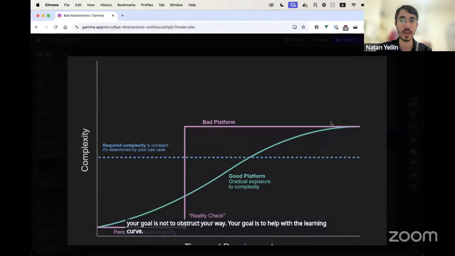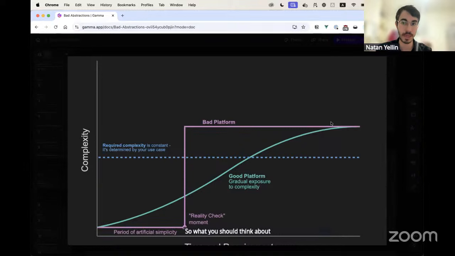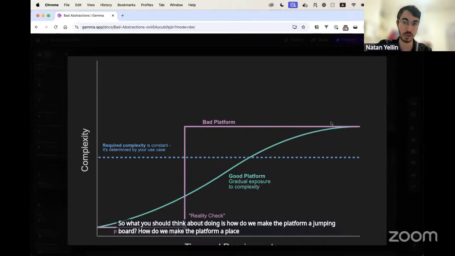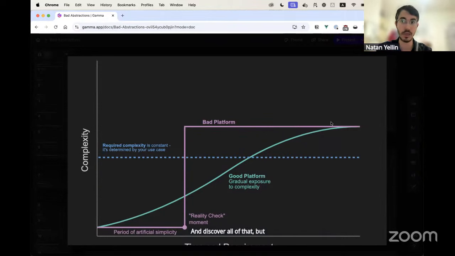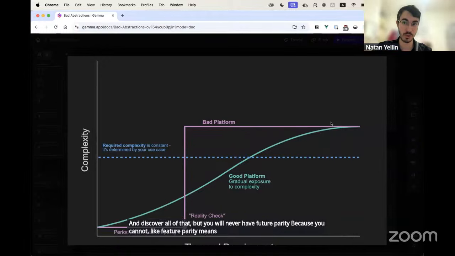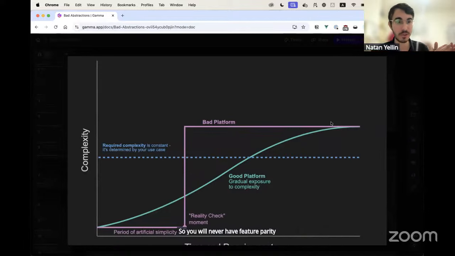So what you should think about is how do we make the platform a jumping board? How do we make the platform a place where you can have a friendlier learning curve and discover all of that? But you will never have feature parity, because feature parity means those other tools are doing all these things that you don't actually need. And very typically that's not the case.